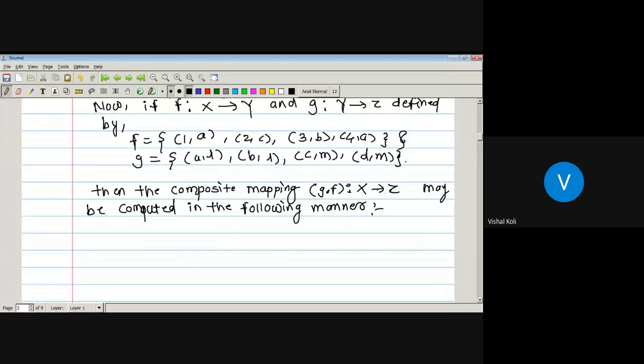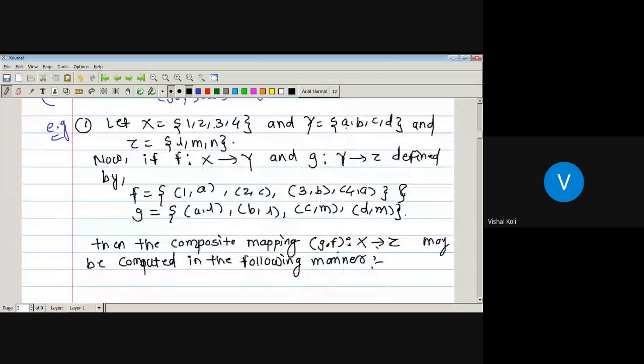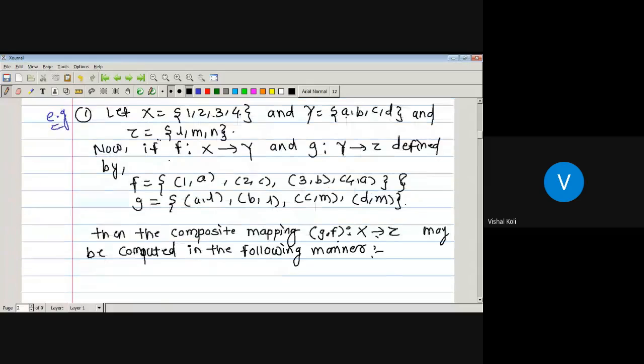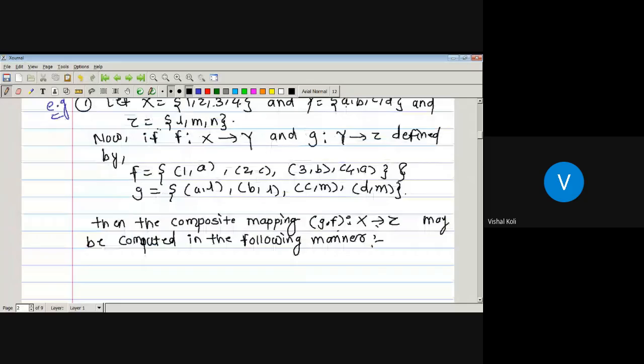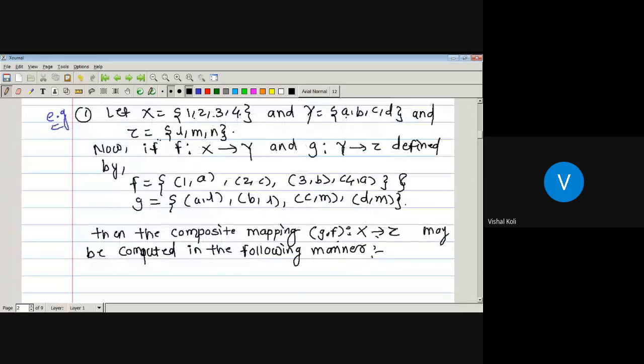Now we have to find out the image of each element of X under the mapping g composite f. g composite f is a function from X to Z, and the elements of X are 1, 2, 3, 4, and its codomain will be Z, l, m, n. Then these elements 1, 2, 3, 4 are mapped onto the elements of Z. Now first we will find out g composite f of 1. Since the elements of capital X are 1, 2, 3, 4, we have to find out the image of each element under the mapping g composite f.